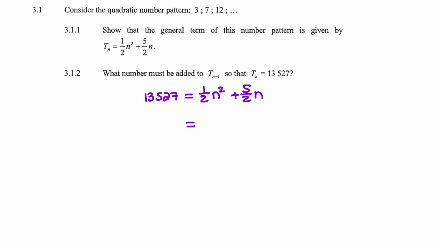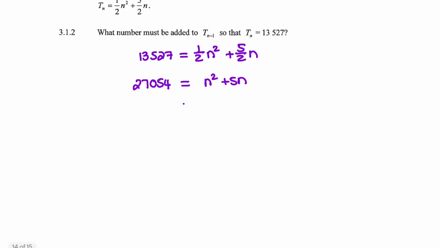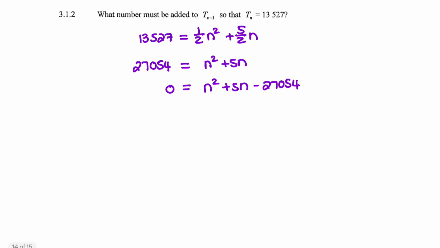So I'm going to multiply everywhere by 2, and that becomes 27,054 is equal to n squared plus 5n. So when I multiply by 2, it gets rid of the half and it gets rid of the 5 over 2, so the denominators of 2. Next, I can write this in standard form. So we have 0 is equal to n squared plus 5n minus 27,054. Now I will use my calculator to solve for n.